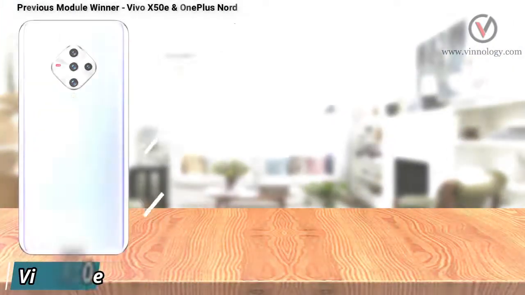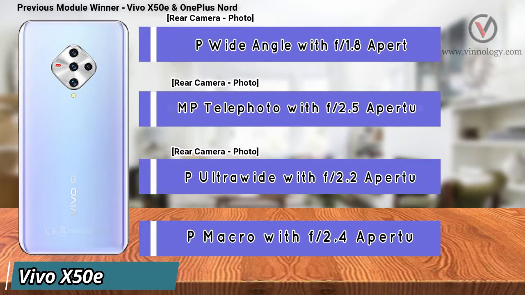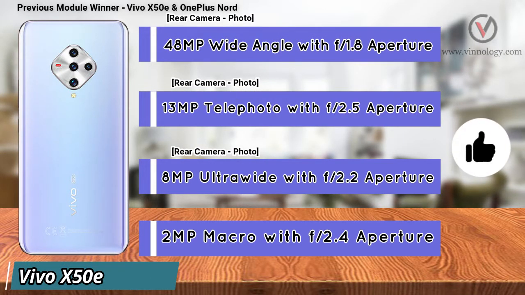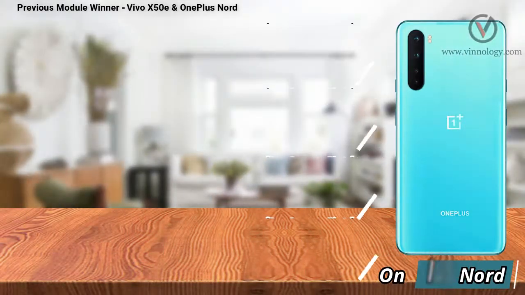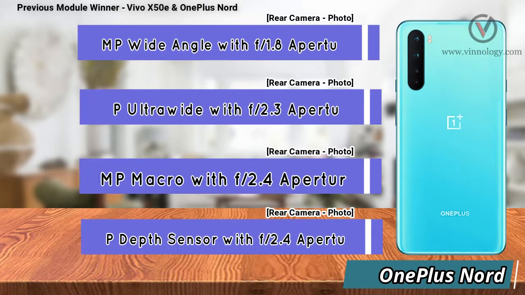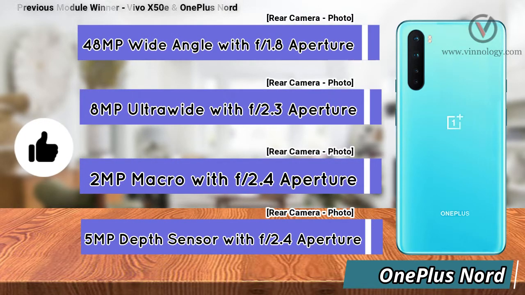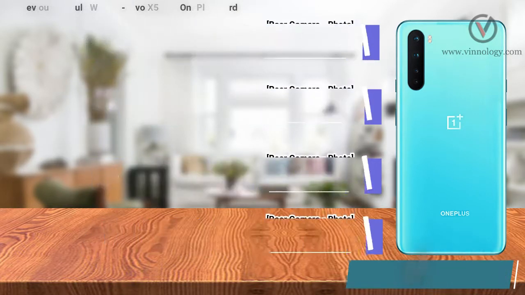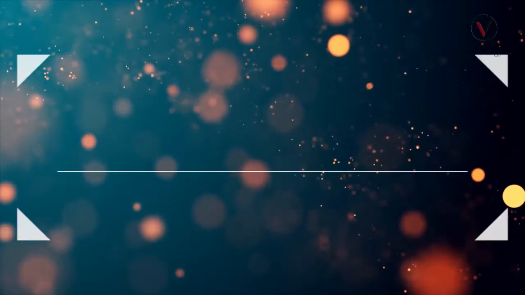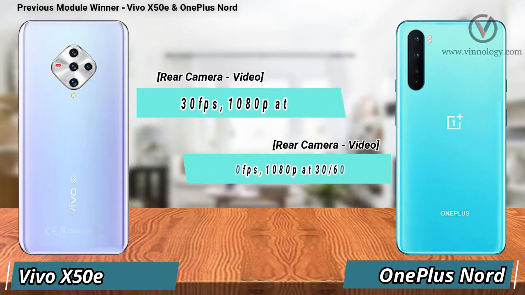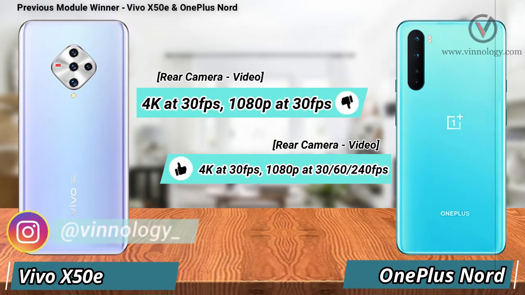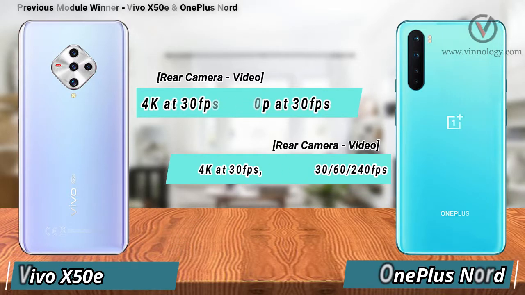The Vivo X50e has a quad camera setup at the back with a 48MP main camera, a 30MP telephoto, an 8MP ultra wide and a 2MP macro. OnePlus Nord has a quad camera setup at the back with a 48MP main camera, an 8MP ultra wide, a 5MP depth sensor and a 2MP macro. The Vivo X50e and OnePlus Nord both can shoot 4K at 30fps. However, while the Vivo can shoot 1080p at 30fps, OnePlus can shoot 1080p at 30, 60 and 240fps.